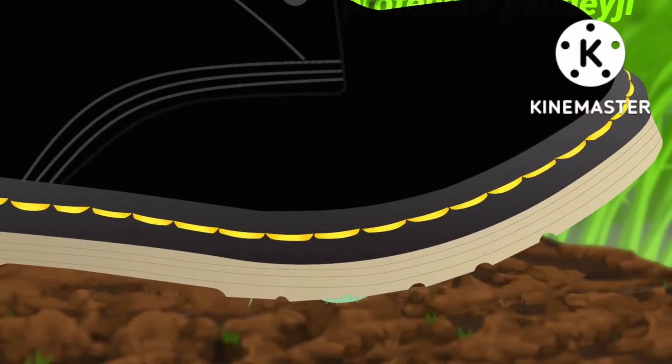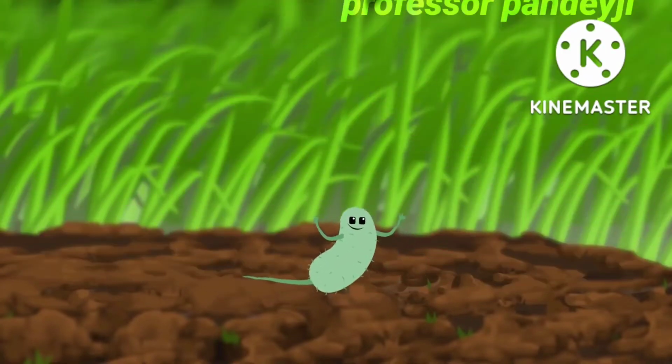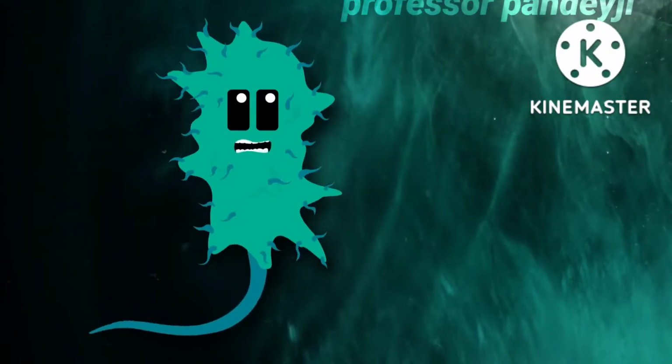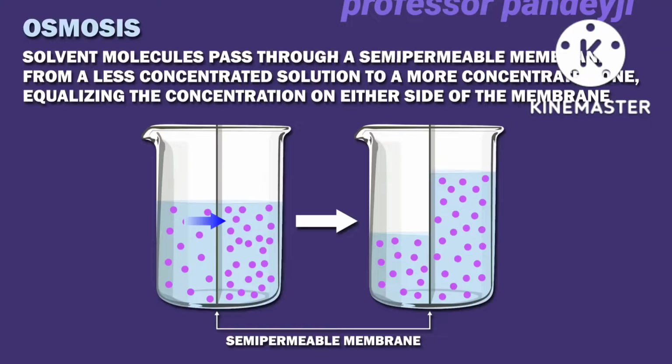Bacteria have cell walls made up of polysaccharides that give them strength and rigidity. This is important since bacteria often experience variations in osmotic pressure due to the different solutions they encounter, and it is their cell walls which prevent them from shrinking or swelling. As a reminder, osmosis is the process by which solvent molecules pass through a semi-permeable membrane from a less concentrated solution to a more concentrated one, equalizing the concentration on either side of the membrane.